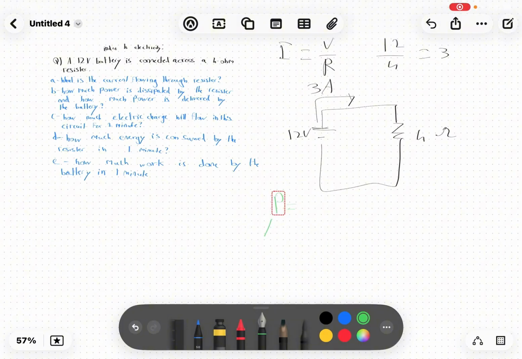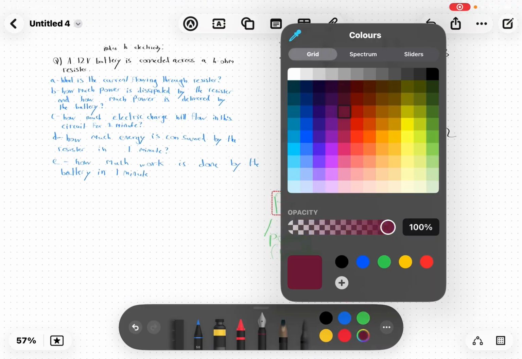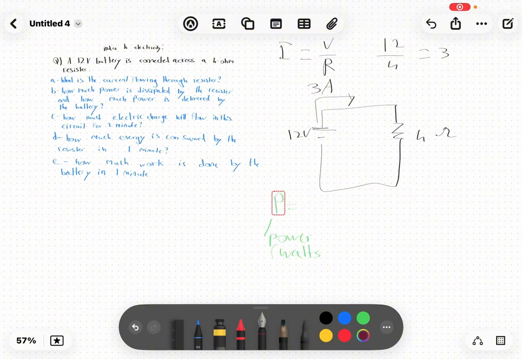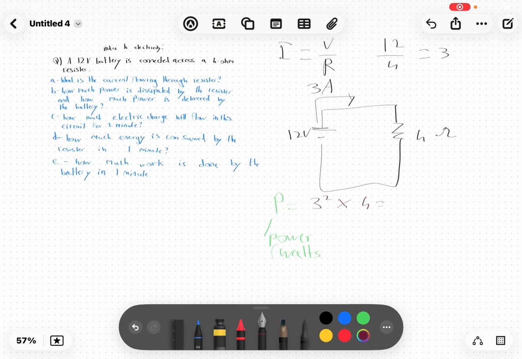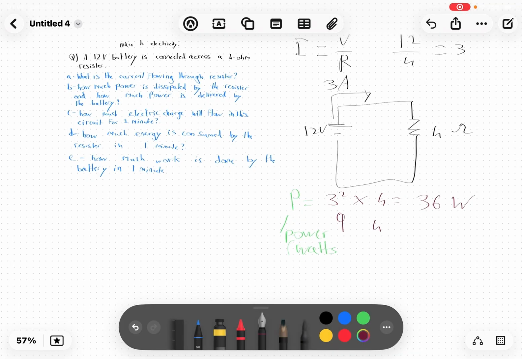Power, which is measured in watts. I think I should do something more readable, something like this. And then 3 squared times 4. Okay, 3 times 3, so 9 times 4, which is going to be 36 watts. So over here there's 36 watts.